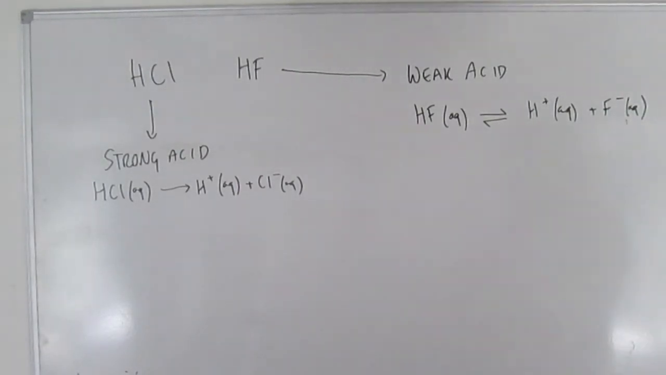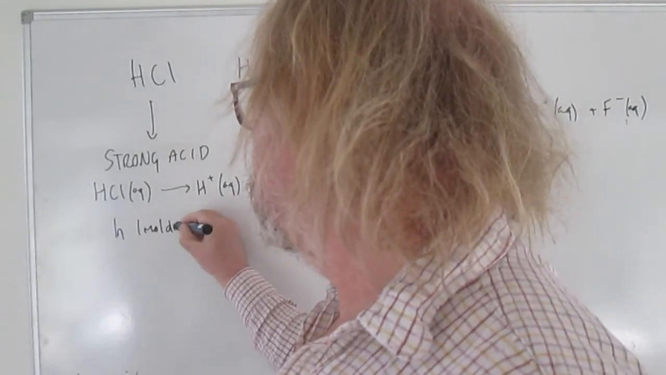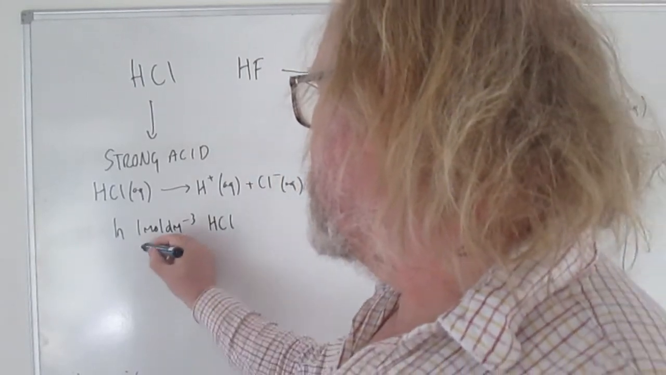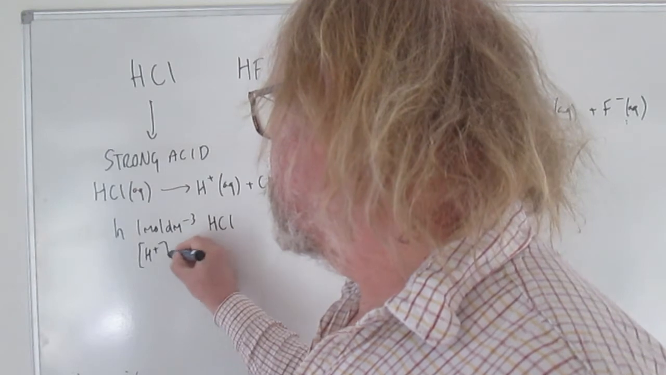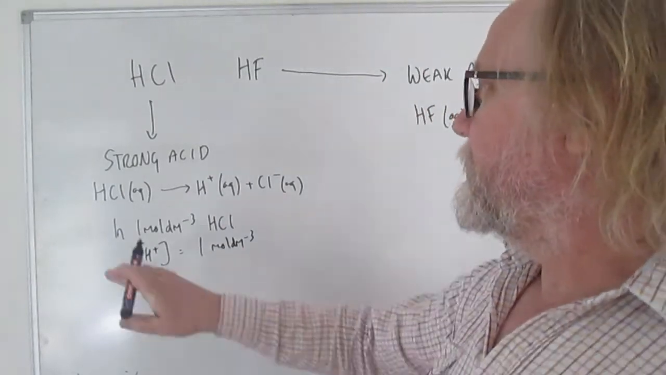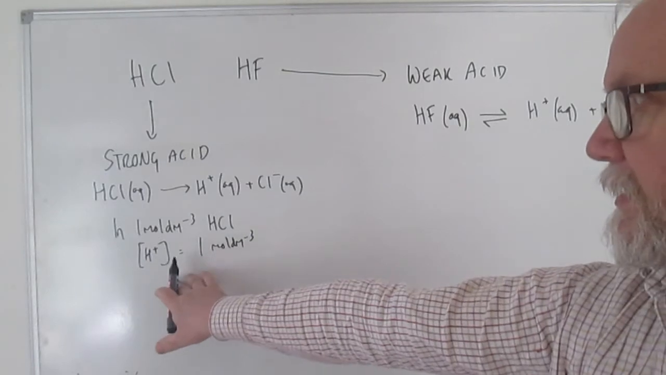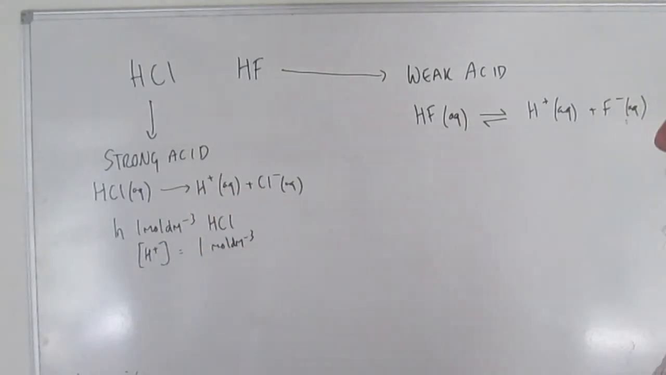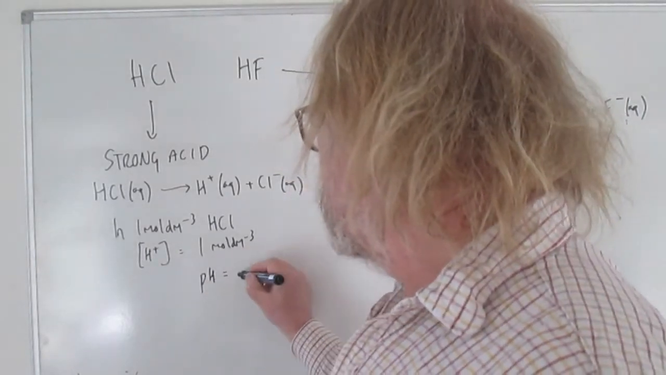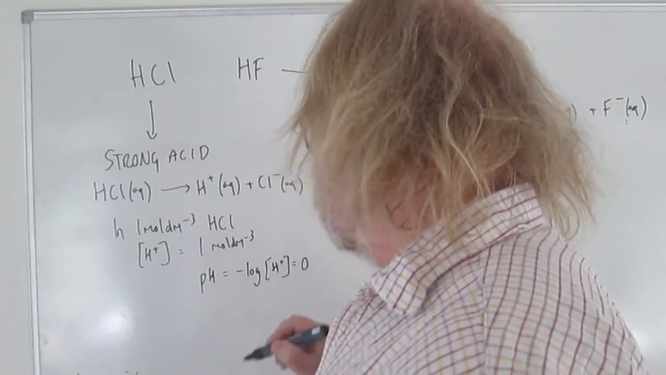So the consequence of that is that in 1 mole per dm cubed HCl, the H+ concentration is 1 mole per dm cubed, because each mole of HCl breaks up and gives you a mole of H+ ions, so the H+ concentration is the same as the overall concentration of the acid. And that means that the pH, minus log of the H+ concentration, will be 0.